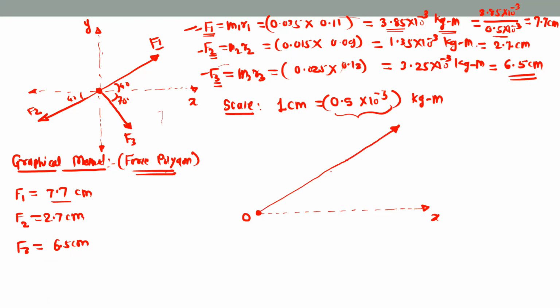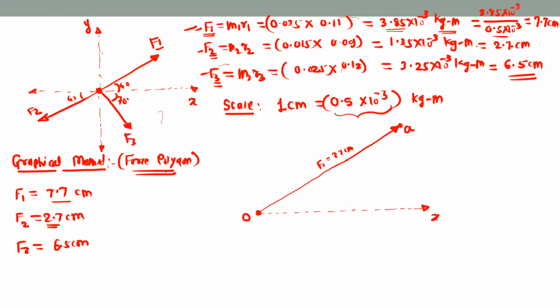So this is the first vector. This is OA, and this is for force F1. And this is equal to 7.7 centimeter. Now the second vector, which is F2. So F2 has the length 2.7 centimeter.